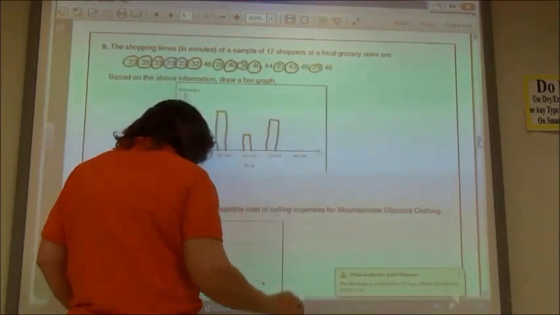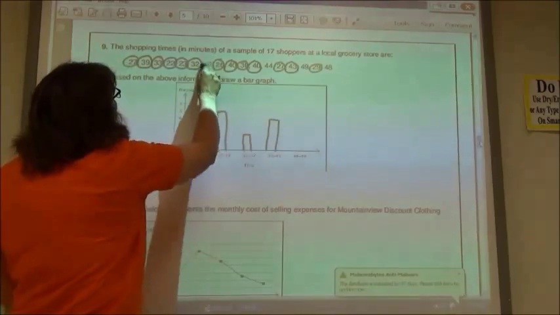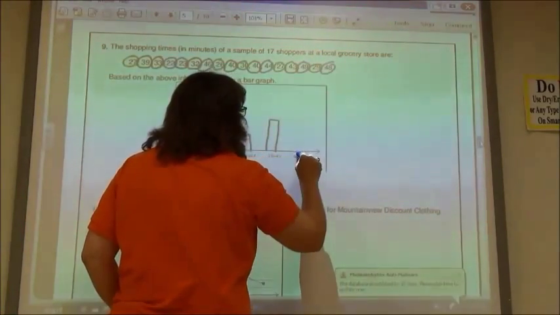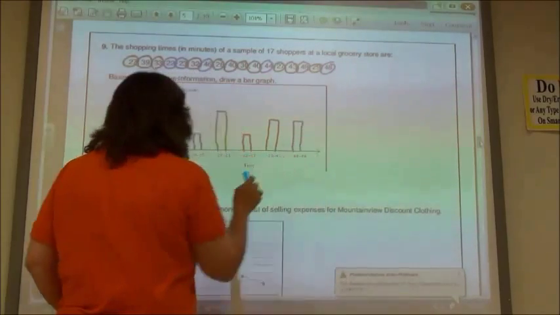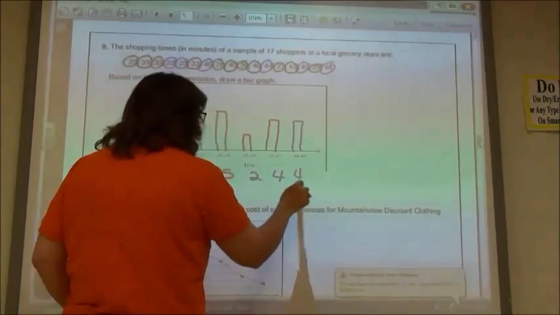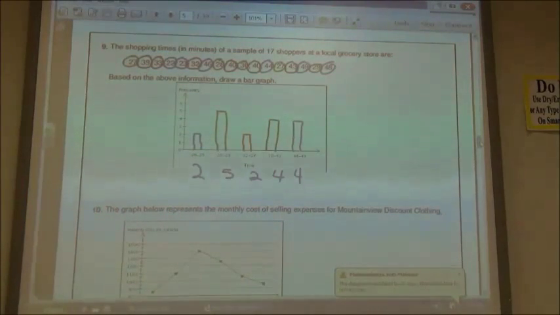And then the last group, we're going from 44 to 49. So 46, 44, 49, and 48, we have 4. So we had 2, we had 5, we had 2, we had 4, and 4. 8, 9, 10, plus 7 would be 17. Got them all counted up. So our graph should look something like that.